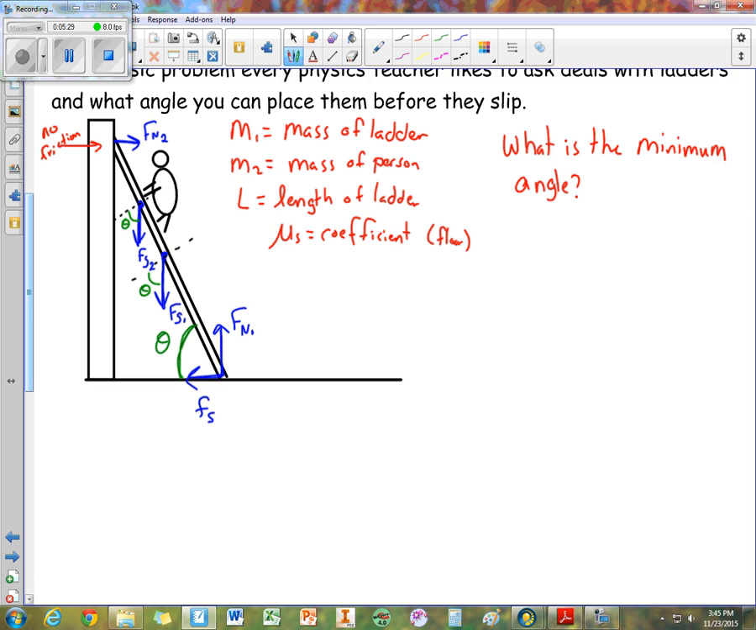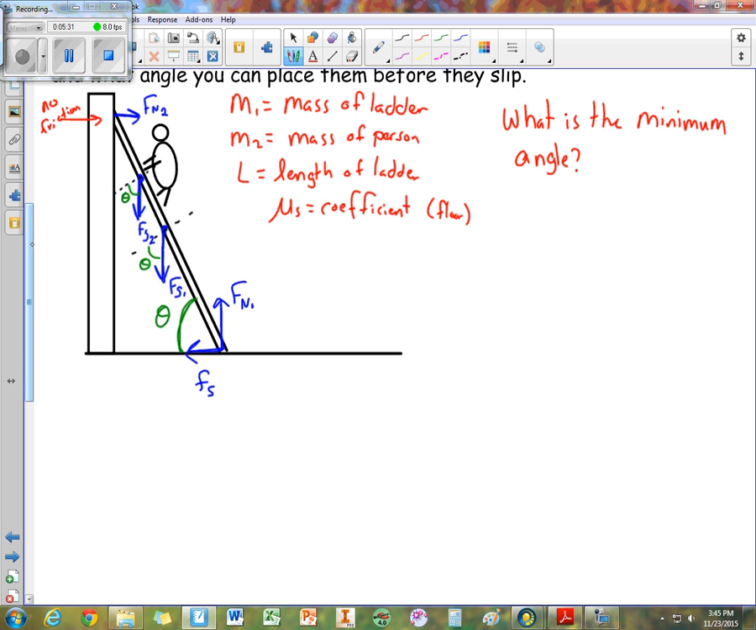So the first thing we want to do is take a look at all the forces. And let's start easy. Let's take a look at the forces along the x-axis. The forces along the x-axis, if it's in equilibrium, need to equal 0. So what we have then, just on the x-axis, is that Fn2 minus the static friction must equal 0.